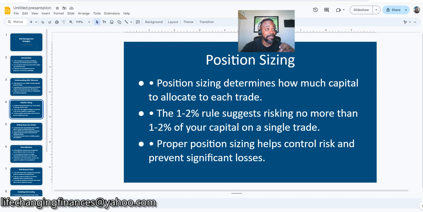Now, the 1 to 2% rule suggests risking no more than 1 to 2% of your capital on a single trade. So if you've got $100, you don't want to be trading more than $2 at a time. And so I would say when you're starting off, if you've got $100 and you want to trade $2 at a time, you may need to go with a brokerage like Robinhood that allows you to trade as little as $1 per trade. So that's maybe something you want to look into.